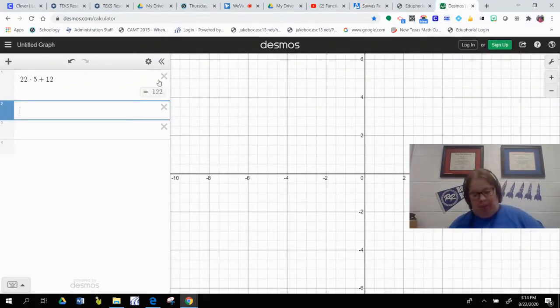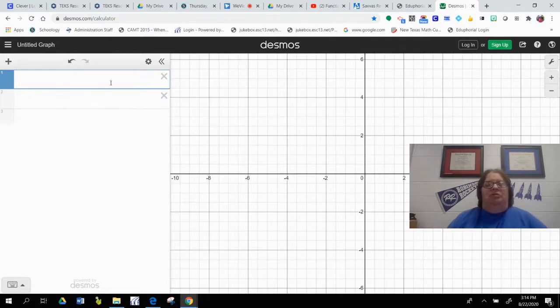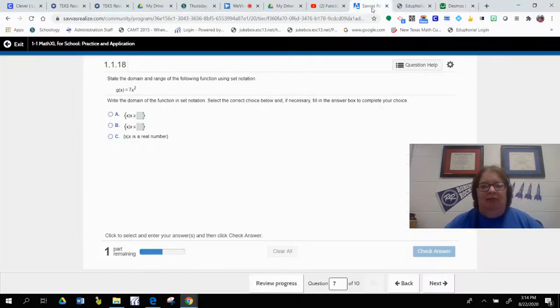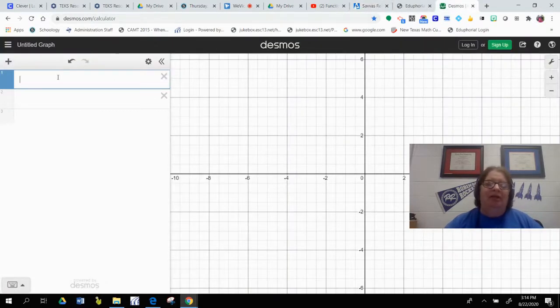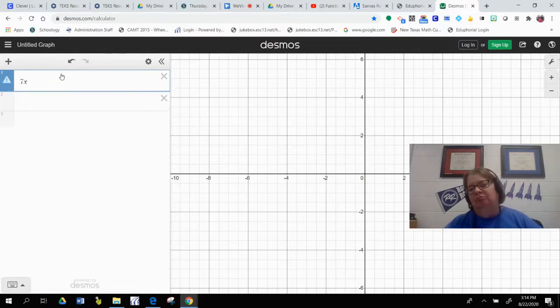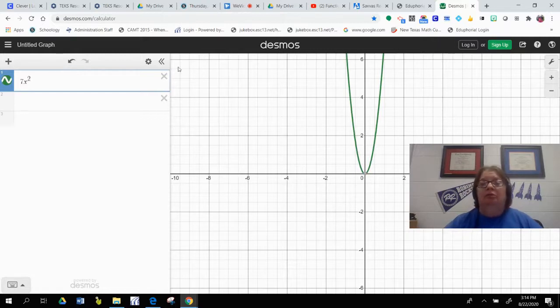This question asked me for the domain. Domain is the x value. So I need to know how far to the left and how far to the right, because those are my x values right along the x-axis. Does this stop anywhere to the left? It does not. It keeps going. Does it stop anywhere to the right? It does not. It keeps going. So it's not greater than any number or less than any number. It's any real number because it continues to the left to negative infinity, continues to the right to positive infinity, and beyond. That means it's a real number. This reads x, all x values such that x is a real number. That's set notation.